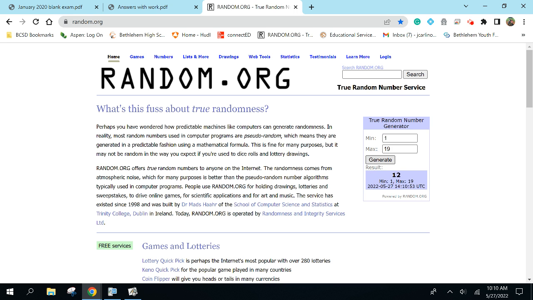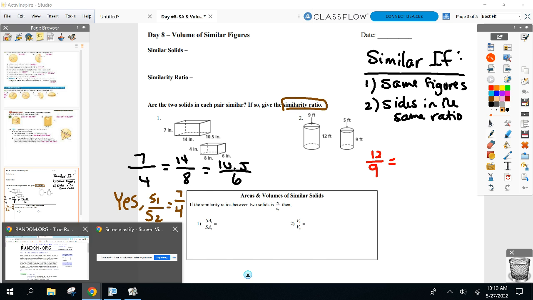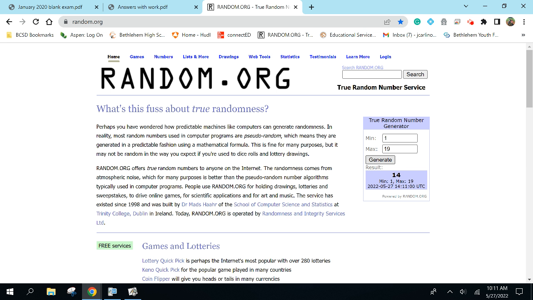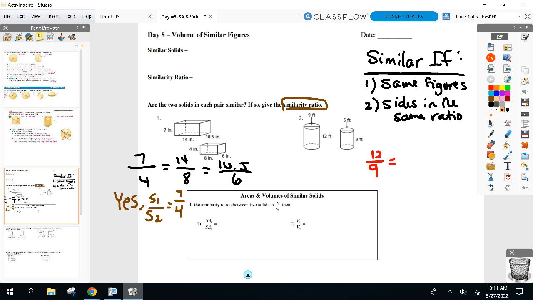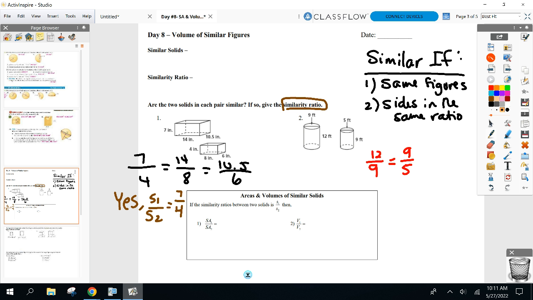Okay, so I'm going to see if 12 over 9 is in the same ratio as, give me another one to compare to it, 12. Luke, just give me it. 14. Is it the same ratio as 9 over 5? Good. Same ratio? Yes? No? Nope. So these two cylinders are not similar. Alrighty? So that's how I can test if they're similar or not.